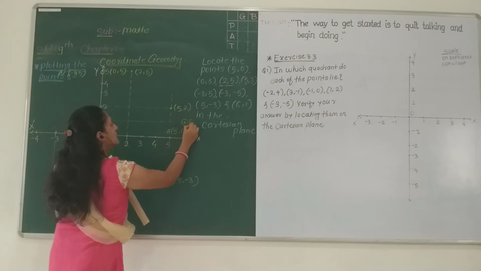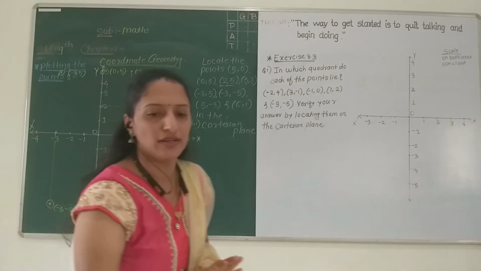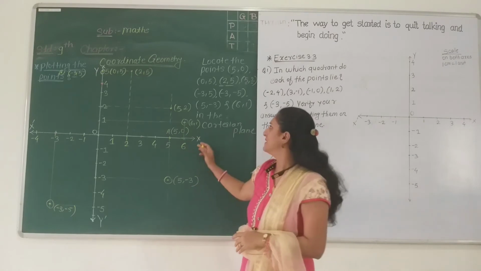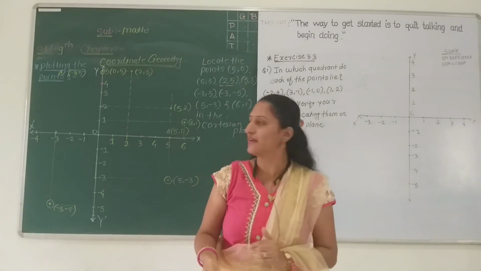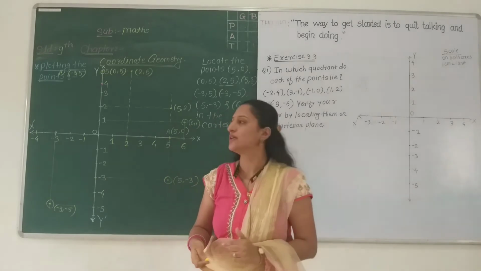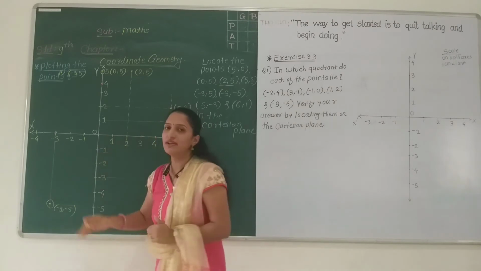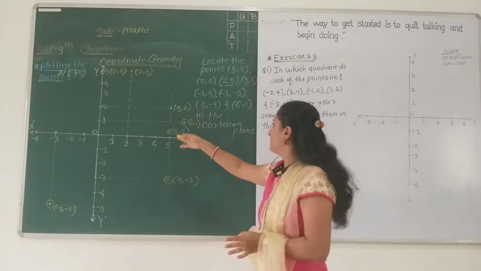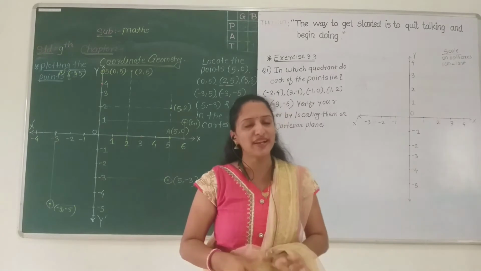Okay, so this point is (6, 1). Using graph paper, we can easily locate the point on the xy plane. It's very easy. Just remember, the first number is the x coordinate and the second one is the y coordinate. In this way, we can locate any point on the plane. Just take a scale, 1 centimeter equal to 1 unit on both axes, and try to locate all these points on the xy plane. Okay students, it's quite easy.